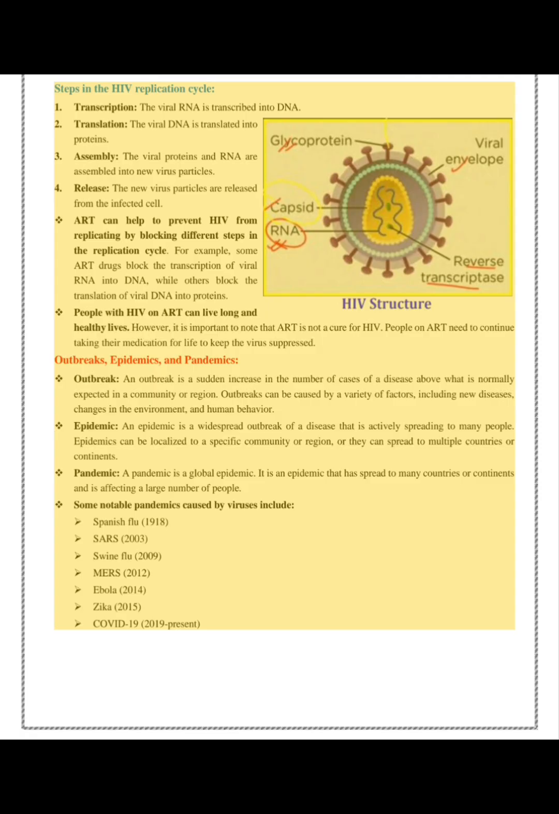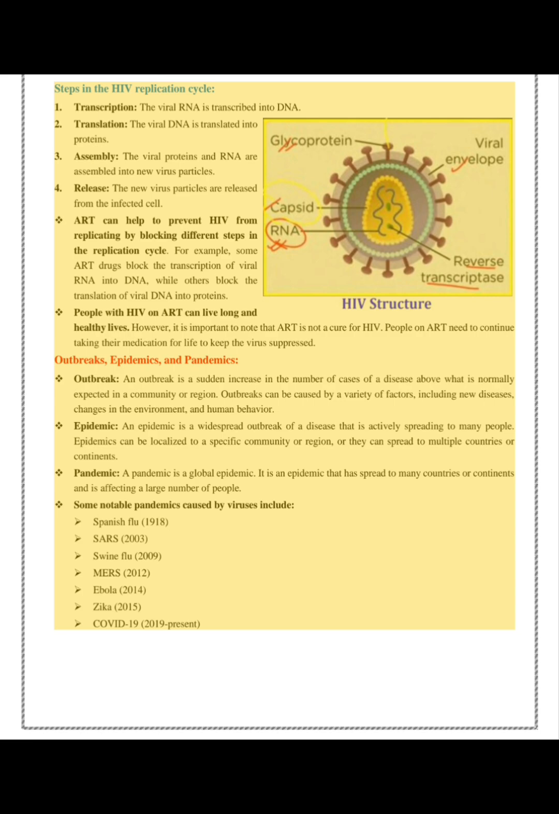Outbreaks, epidemics, and pandemics. Outbreak. An outbreak is a sudden increase in the number of cases of a disease above what is normally expected in a community or region. Outbreaks can be caused by a variety of factors, including new diseases, changes in the environment, and human behavior. Epidemic. An epidemic is a widespread outbreak of a disease that is actively spreading to many people.